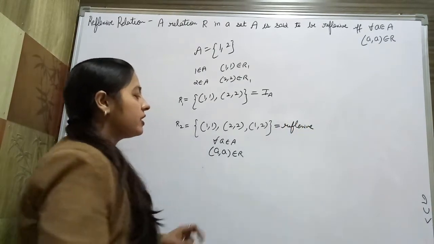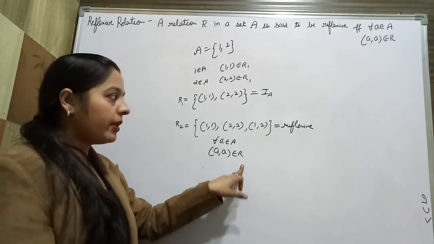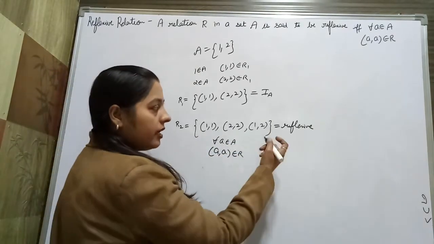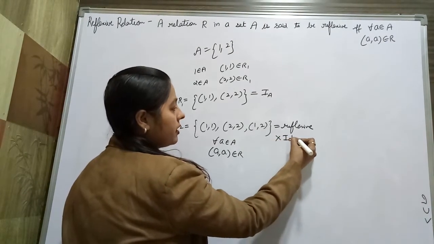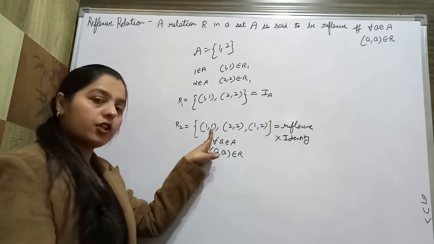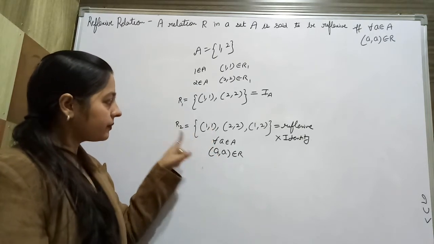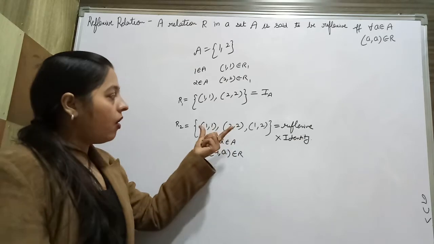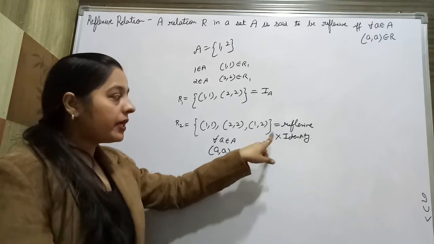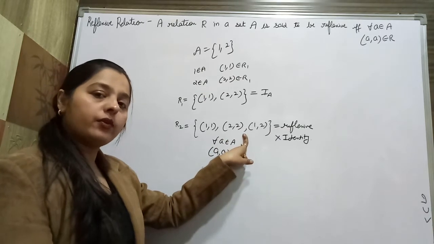Why is it so? Because for all a belonging to A, (a, a) belongs to R, right? But it doesn't mean that it can never relate to any other. But is it an identity relation? No, it is not an identity relation, because in identity relation every element is related to itself and only to itself, right? So you must focus on this: for reflexive relation, all elements should be related to themselves, but they can relate to other elements also. But in identity relation, all elements are related to themselves and only to themselves.